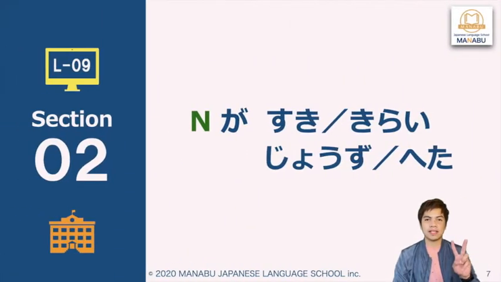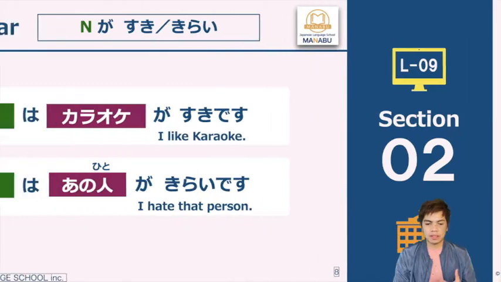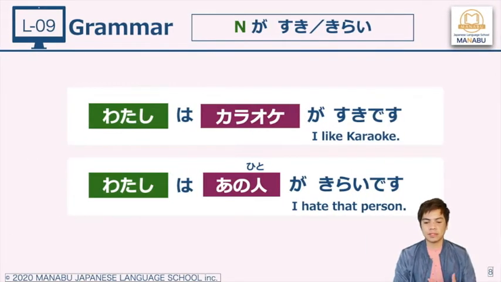Now, for second grammar point, the noun ga suki desu, noun ga kirai desu, noun ga jozu desu, and noun ga heta desu. Suki means like, to like. I like something. Kirai means hate. I don't like. Then jozu is you're good at something, and the opposite is heta. You're bad at something.